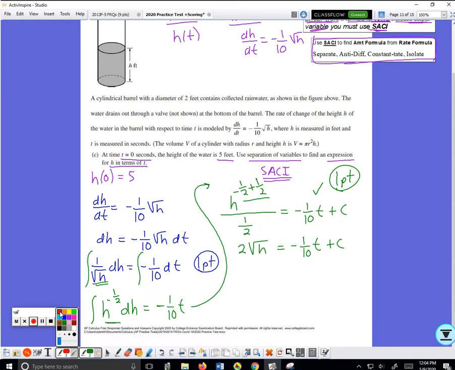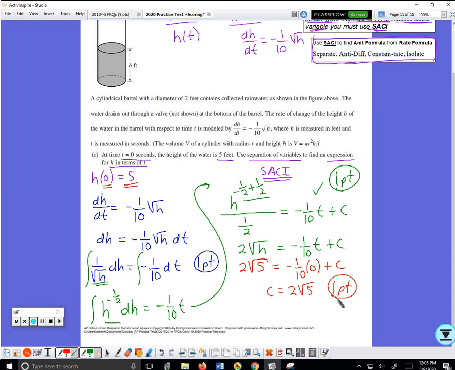So the height of the water is 5 when time is 0. So 2 times the square root of 5 is going to equal negative 1/10 multiplied by 0 plus c. So we correctly figured out that c is equal to 2 root 5. That's 1 more point. In some older AP tests, they would often give 2 points for that, but this test they chose 1.